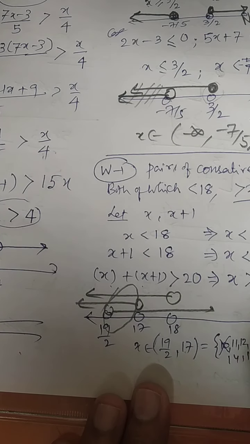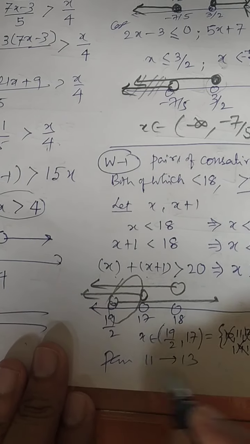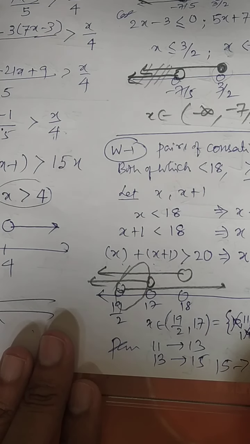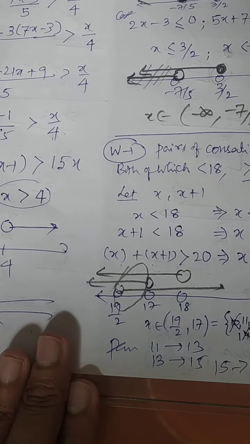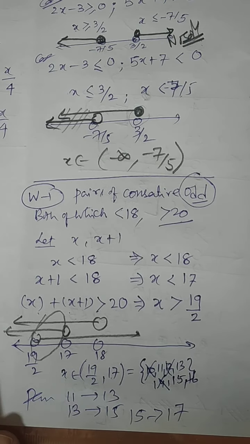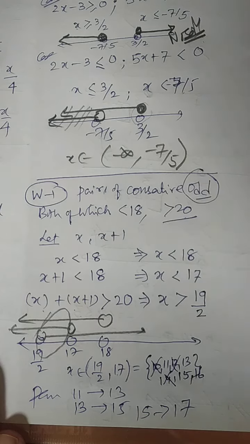So 10 is to be dropped out, 12 to be dropped out, 14 to be dropped. So what are the pairs? The pairs will be 11 with 13, then 13 with 15, and 15 with 17. So your answer will be, there are three pairs which will satisfy. Sometimes word problems will be given, then you have to convert them into this form and get the solution. Okay.